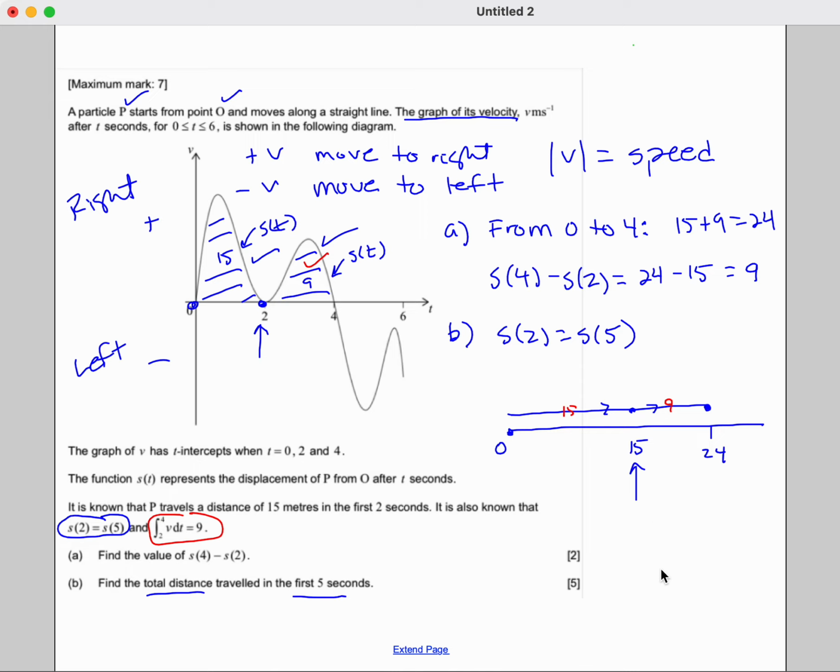Okay. Well, that means it makes a U-turn. Actually, it goes straight back, but on a motion diagram, we can't do that. And it goes to here, right? And I know it's going left because from 4 to 5 seconds, it's under the curve, okay? Well, if it goes back from 24 to 15, that's another 9 meters, right? So the total distance is 15 plus 9 plus 9, which is 18, 20, 33. So the total distance traveled is 33.